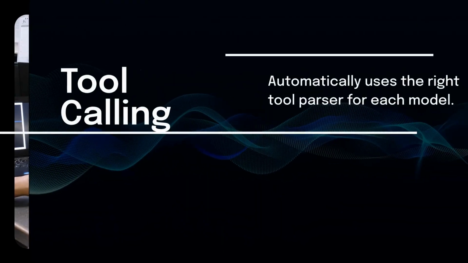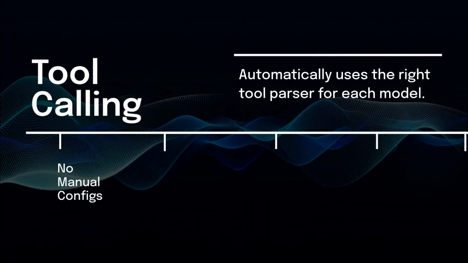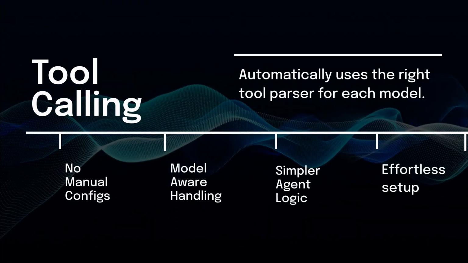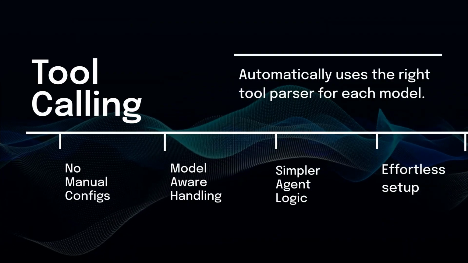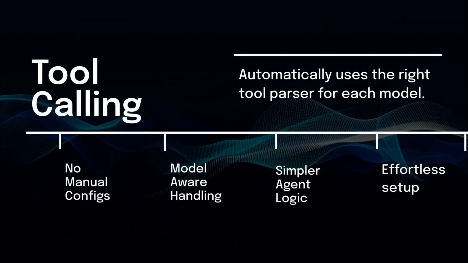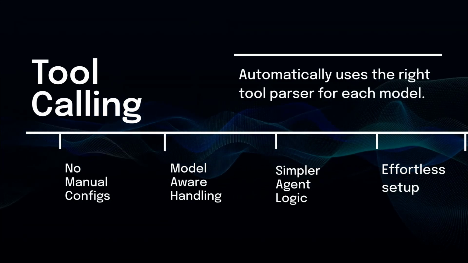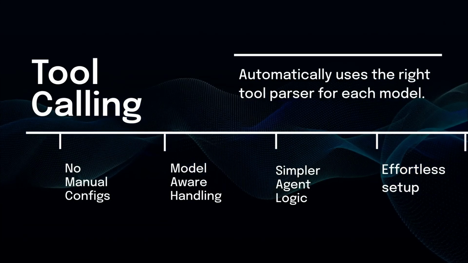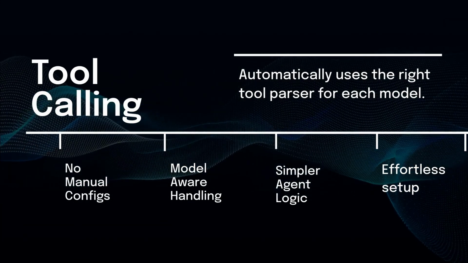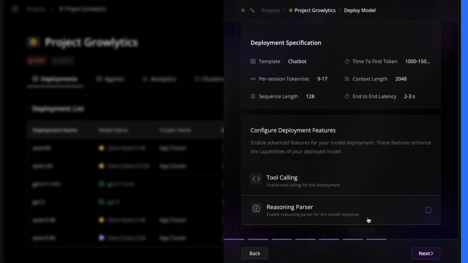Bud's tool calling feature removes that overhead. When tool calling is enabled, Bud automatically detects the model you're using and applies the correct tool parser, so you don't have to worry about format differences or templates. That means you can focus on your workflow and agent logic, not string parsing. To use it, just enable tool calling when deploying a model that supports it.